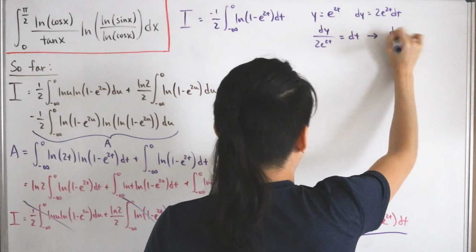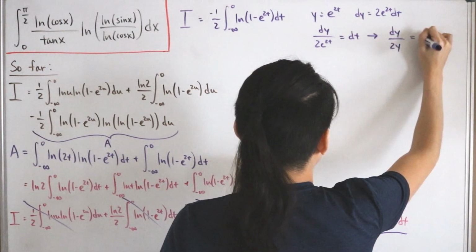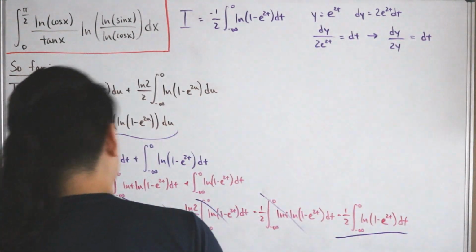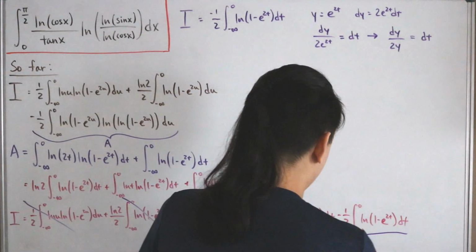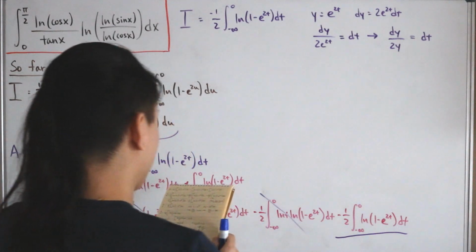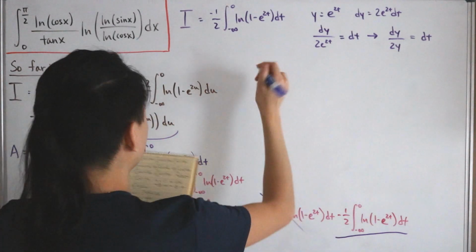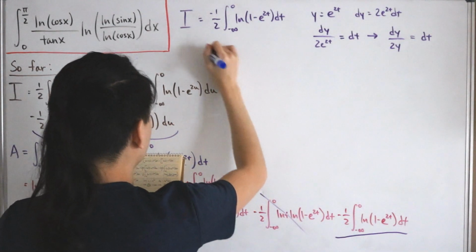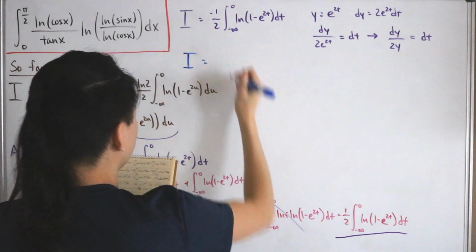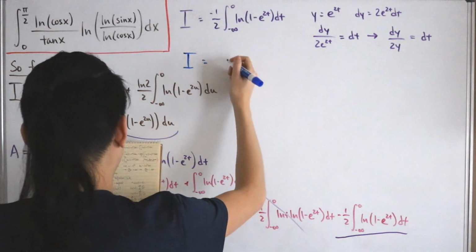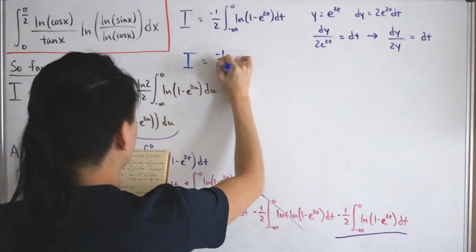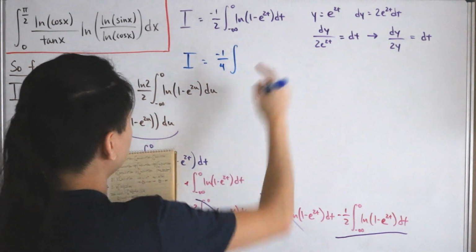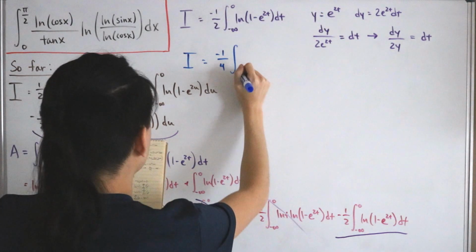So that means we have dy divided by 2y is equal to dt. That's great, because now we can perform some more substitutions out of that. From here, we can put in the new, simplified substitution. So I is going to equal, factoring out the 1/2, negative 1 divided by 4 times the new integral. If I plug in our new bounds, negative infinity, it's just going to be 0.